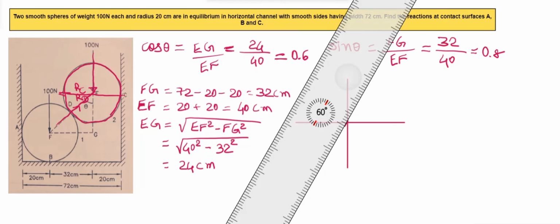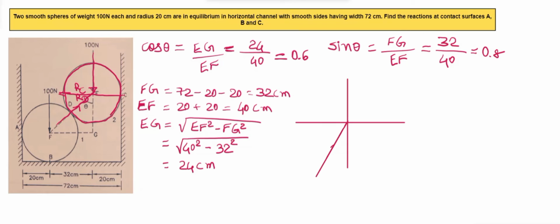We'll have to resolve Rd in two components, which is the horizontal and the vertical component. Here we'll just write this Rd. The angle between vertical and Rd is theta. Then we have Rc and we have 100 Newton, which is the weight. The reactions and the weight are acting at point E. Let's just resolve Rd into components. This will be Rd cos theta and here it will be Rd sin theta.